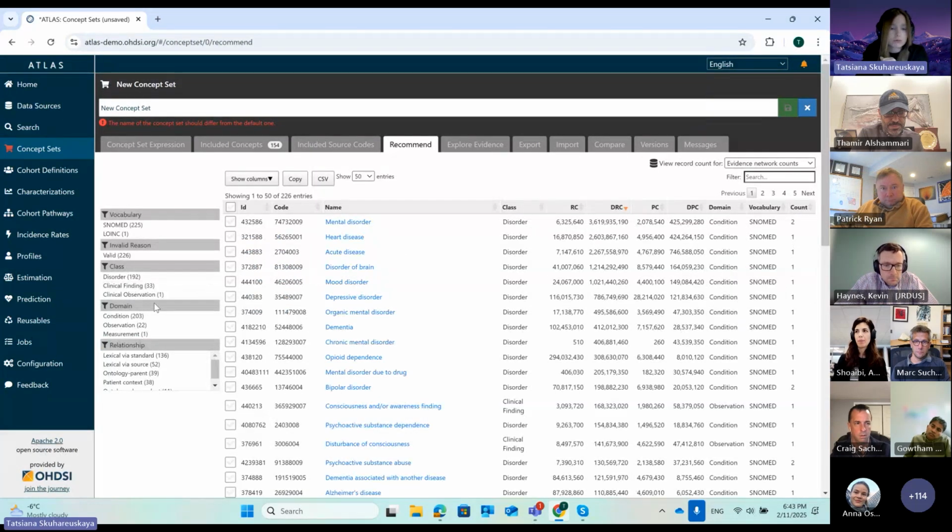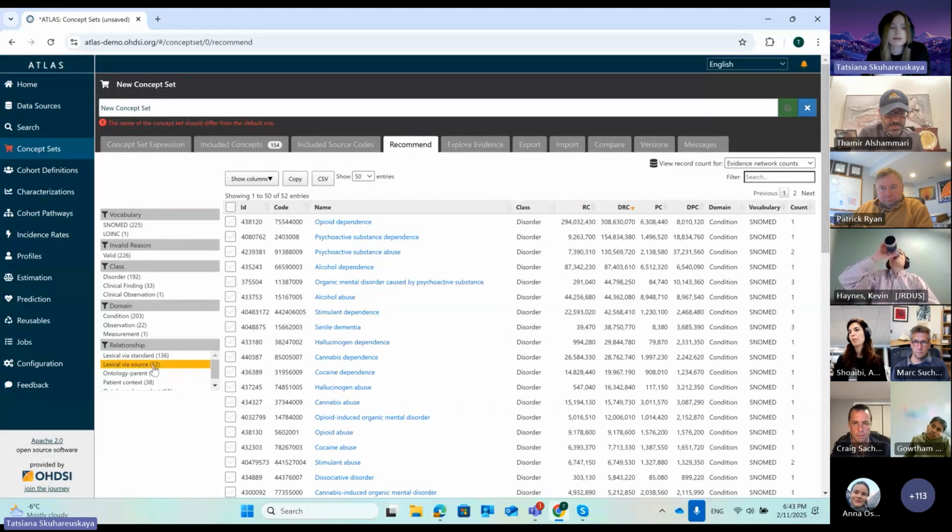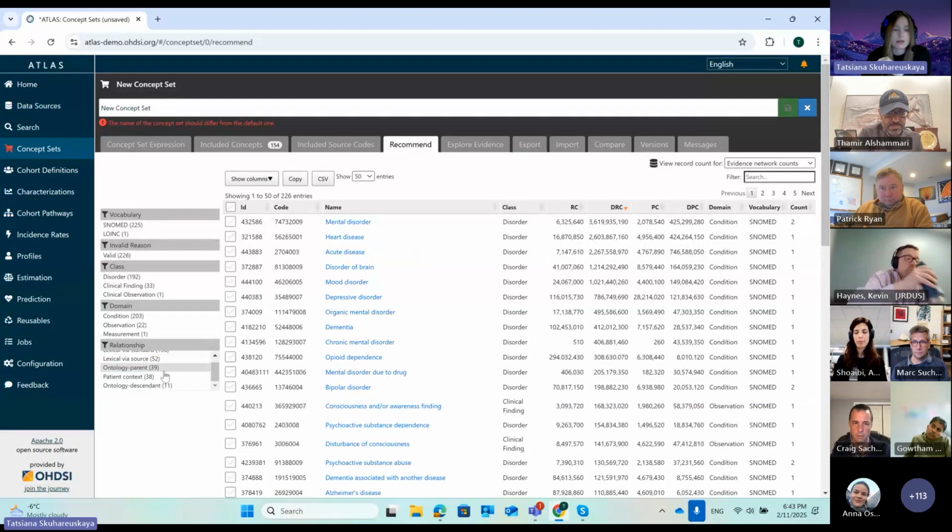Let's explore, for now, other types of relationships we have here. There are different types of lexical matches via standard codes and source codes, which is what it says. It's lexical comparisons, as well as searches through ontology, basically the parents of the codes you have and the descendants of the codes you have. So once again, I'm going to stop my search through the recommend tab right here. But when creating and polishing the final concept set, of course, we would need to look into that in more detail.